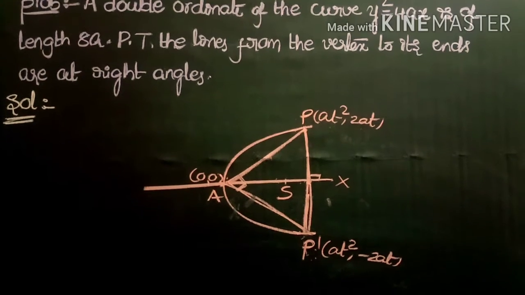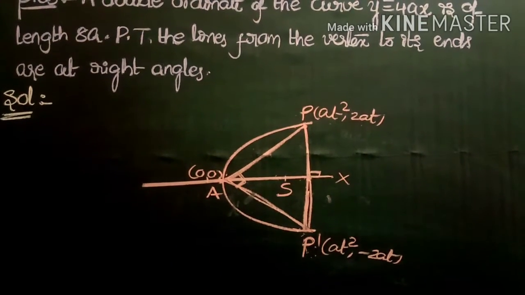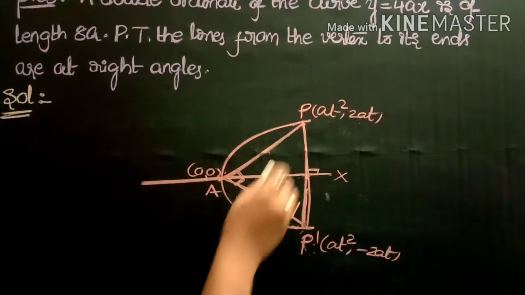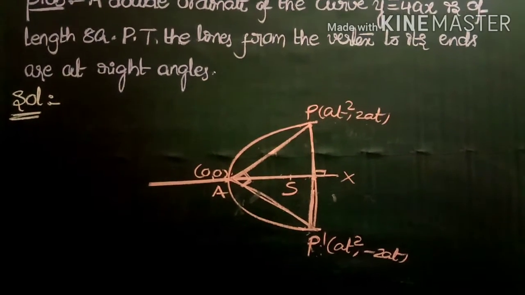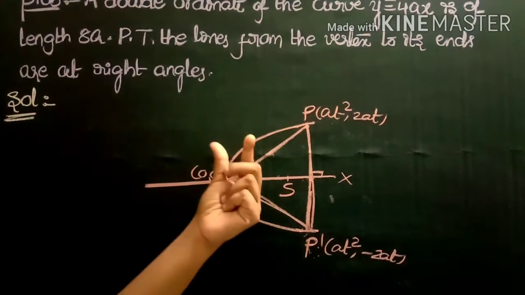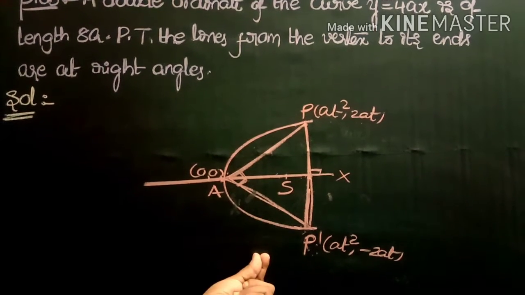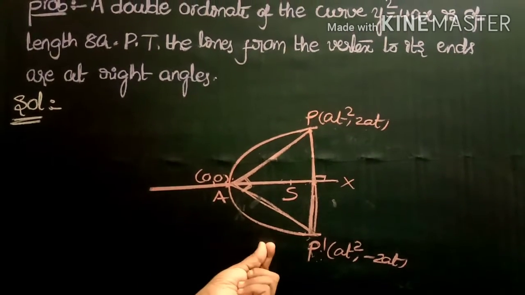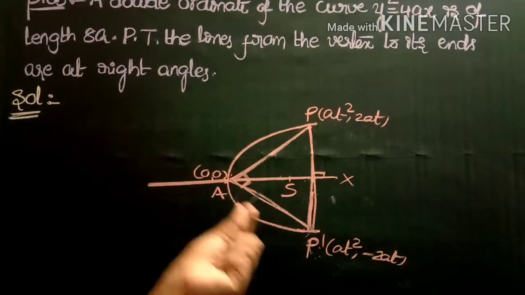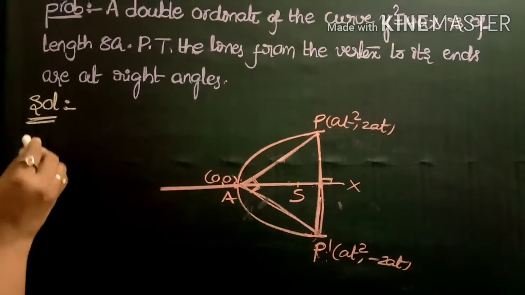We want to show that these two lines are perpendicular, meaning the angle between them is 90 degrees. For perpendicular lines, the product of slopes is equal to minus 1. So simply here we find the slope of AP and the slope of AP dash. If we take the first slope as m1 and the second slope as m2, and if m1 into m2 is equal to minus 1, then we can say the two lines are perpendicular to each other.